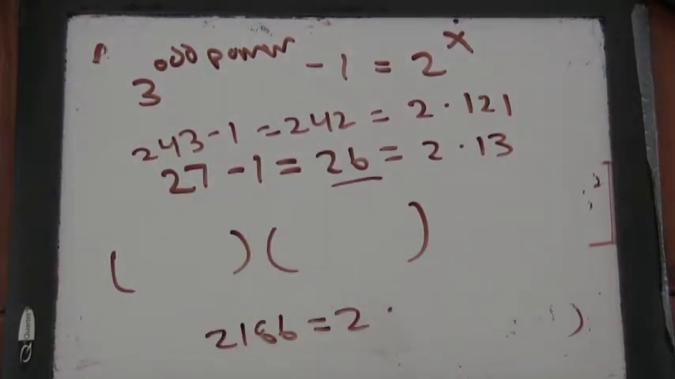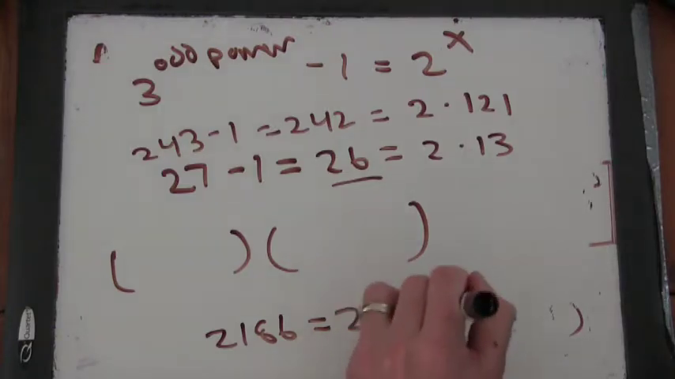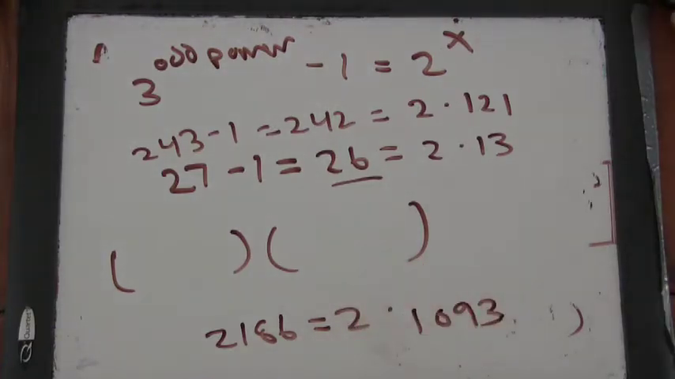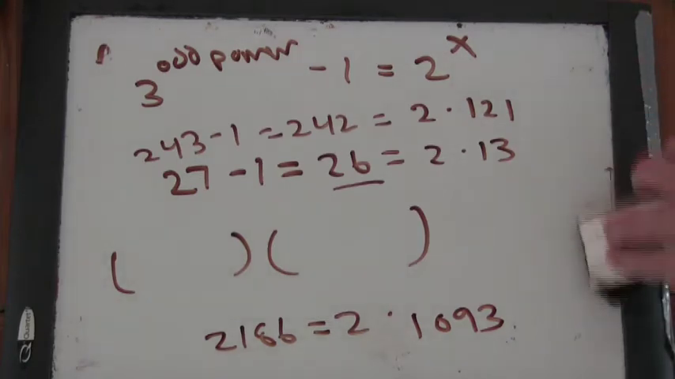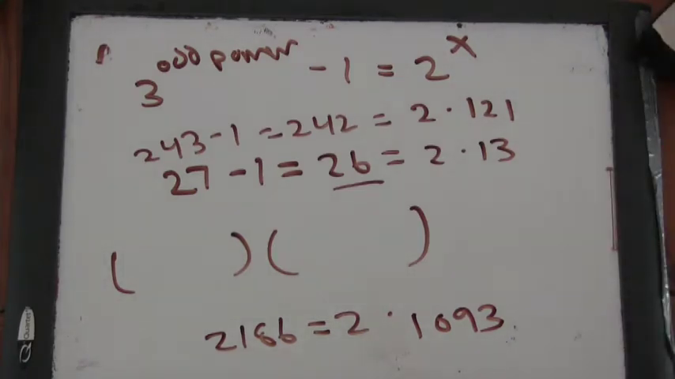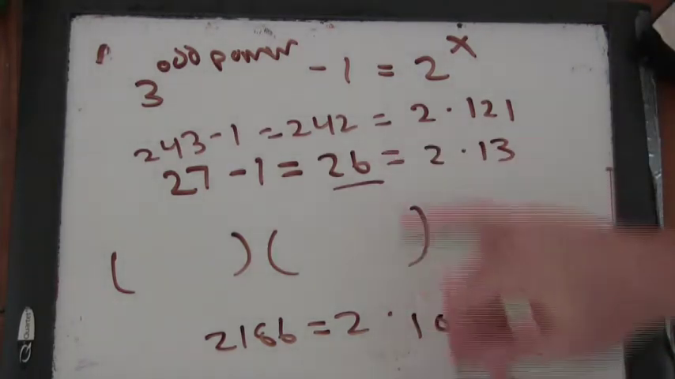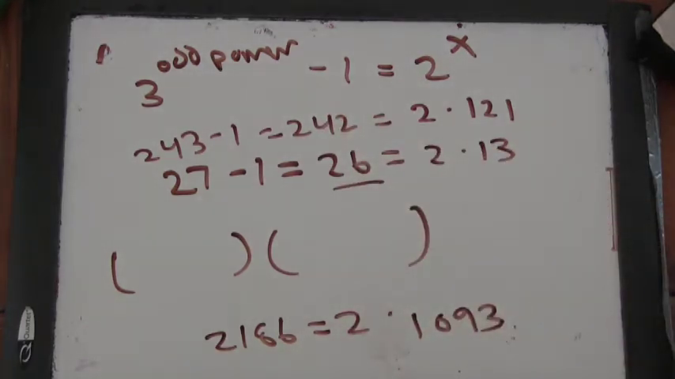So it's 2 times 1093. What do you notice about when I do this factorization off of odd powers of 3? So it's always 2. There's always only 1 2 in it. It always seems like there's only 1 2.